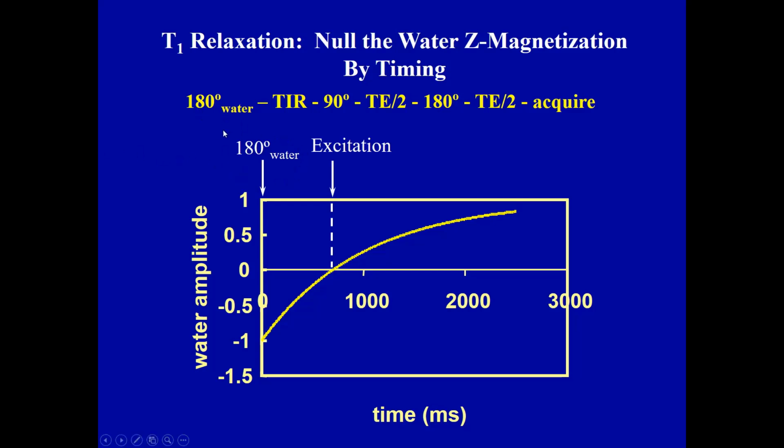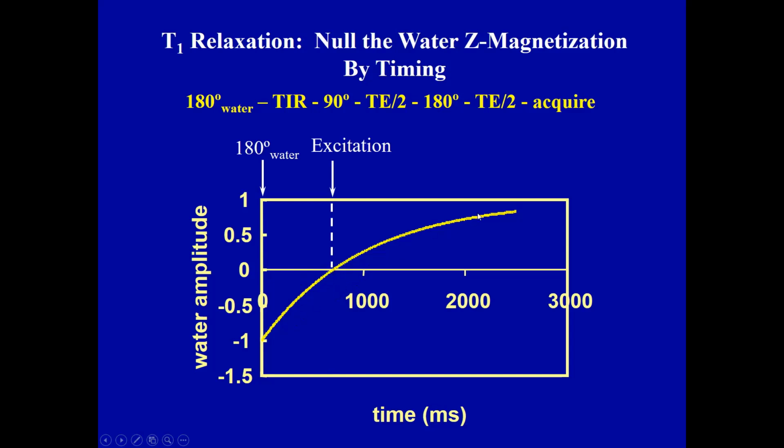We select a band around water, flip 180 degrees, and we wait the right length of time based on the water T1 for the water to have reached 0 Z magnetization. And then we do PRESS or STEAM or semi-LASER. We do some kind of acquisition for localization, or we do a pulse acquire if we don't need the localization, and we don't see the water.